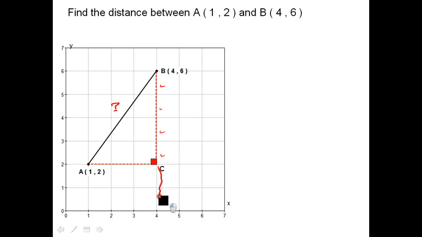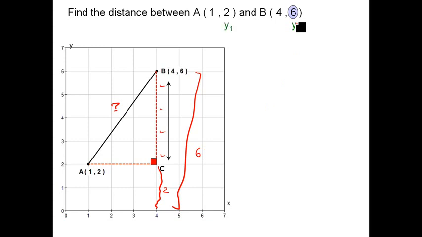This distance from C to 4 is 2 units. And the distance from B to this point is 6 units. And we want to find the distance between B and C. So we're going to subtract 2 from 6. 6 is y2 in point B. And 2 is y1. So 6 minus 2 is 4 units. So the first step, y2 minus y1, is 4.